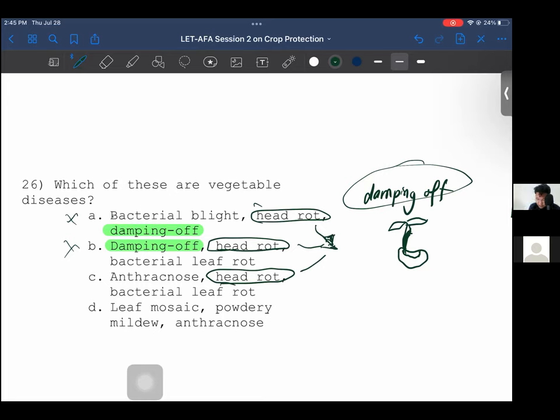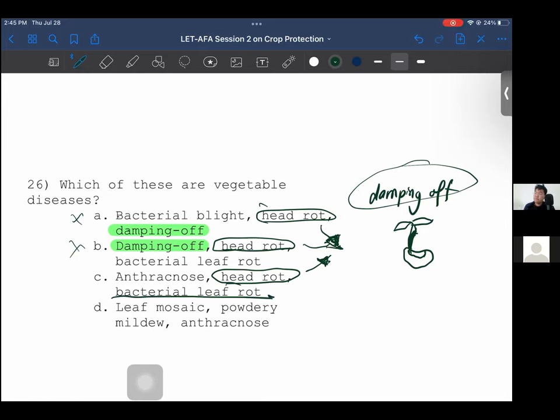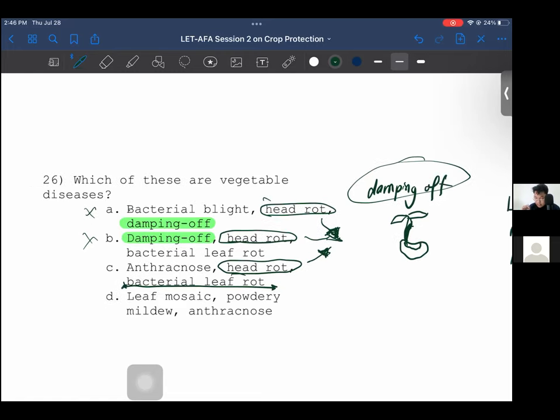Ang bacterial leaf rot naman, not all happens sa ating mga vegetables. It happens din sa leafy, lalo na sa mga leaf. Ano ba yung mga example ng leafy? Lettuce, mga kangkong, mga ganon. And aside from that, it also happens on mga fruits natin. Later, we will be seeing pictures of different leaves na meron mga ganito. And even coffee, ayan, meron din yan. So, dito, if you're talking about vegetable diseases, the best answer is letter D.